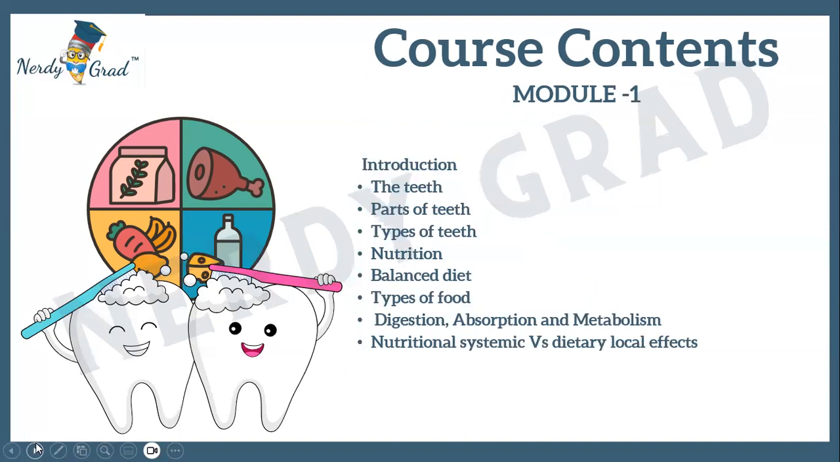So in detail, let me tell you what is present in module 1. Module 1, as I told you, is the introduction that talks about teeth, the general definition of a tooth. It speaks about the parts of teeth and the types of teeth that we have as humans, and a general introduction about nutrition and balanced diet, the types of food we consume, how digestion happens, where it gets absorbed, and the metabolic activities.